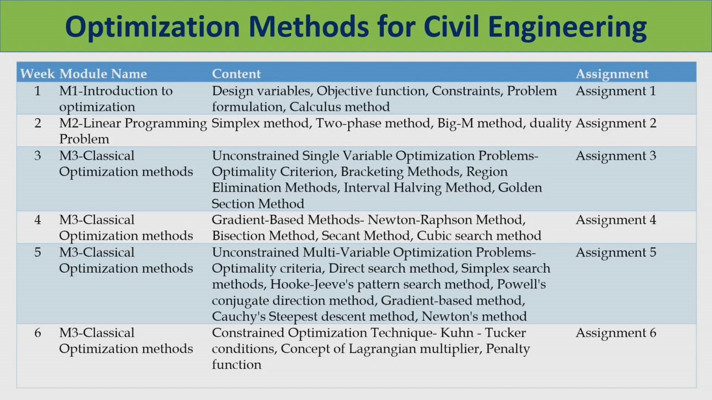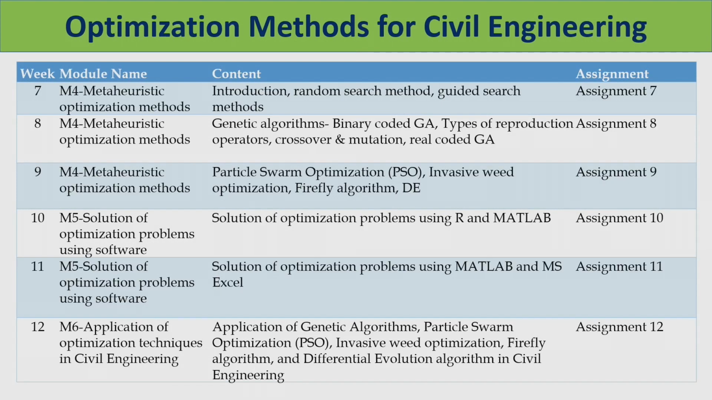And in the sixth week we will discuss constraint optimization techniques. That means if you have a problem with constraints, then how we will handle that. We will discuss Kuhn-Tucker condition, the concept of Lagrangian multiplier and penalty function, and we will have an assignment from this content. In module 4, that is on the 7th week, we have introduction to meta-heuristic optimization methods, then what is random search method and what is guided search method. That will be on week 7 and we will have an assignment.